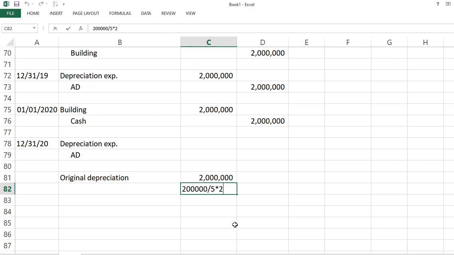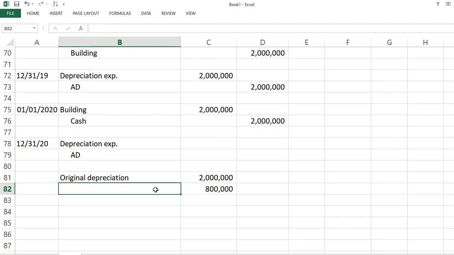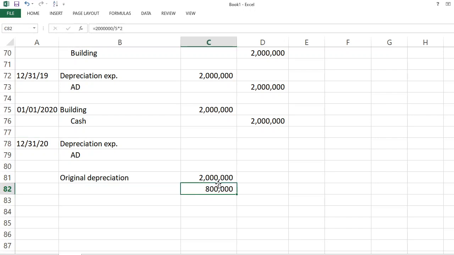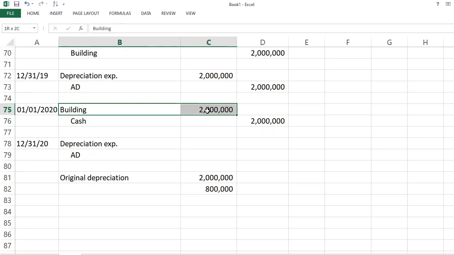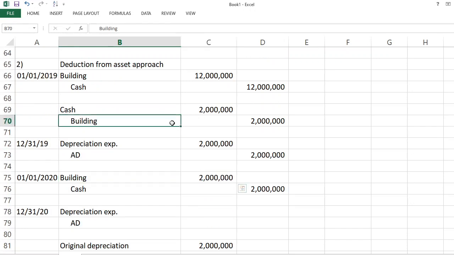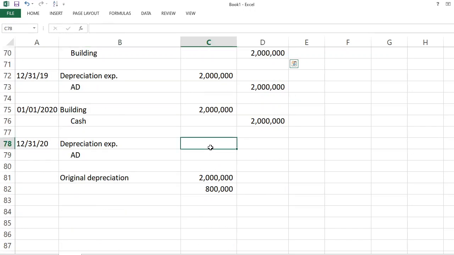Why 2019 and 2020? Divided by 5 times 2, because we are now down to December 31, 2020. So we are going to recognize additional depreciation for 2019 and 2020, that's 2 years, in relation to the 2 million that we deducted as a grant. So, our total depreciation now would be 2.8 million.